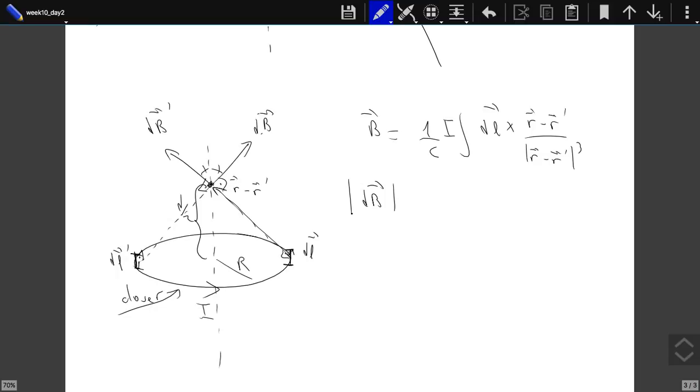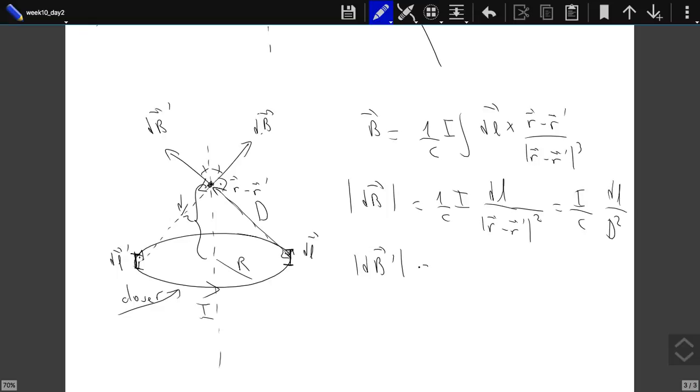Now dB, what is the magnitude of dB? It's 1 over c, I dl divided by r minus r prime squared, times sine of the angle between dl and r minus r prime. That angle is 90, sine of 90 is 1. So this is the magnitude of dB. But this is also the magnitude of dB prime. Let me call this length capital D. I over c dl over D squared.